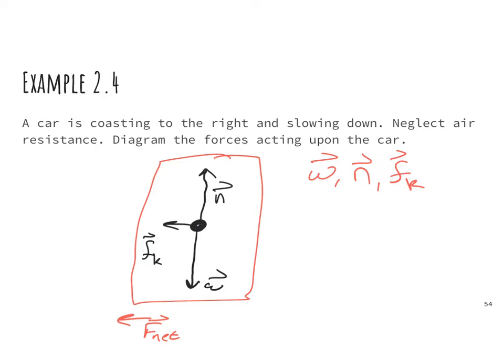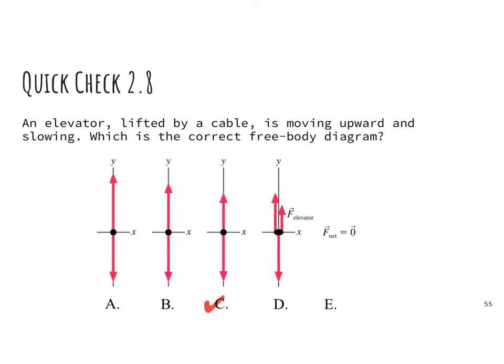There is no force going to the right. So I mentioned this before: just because an object is in motion doesn't mean that there's a force keeping it in motion. In this case, there is no force going to the right. All right, got a quick check.